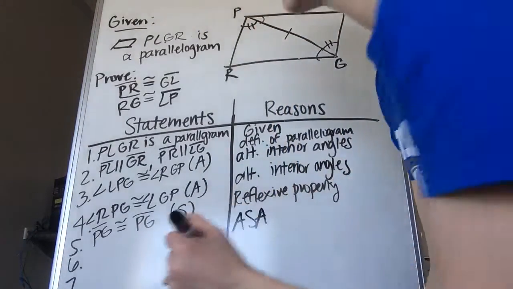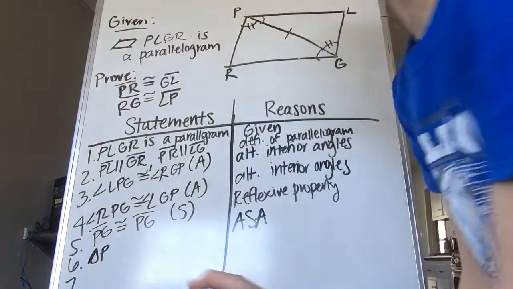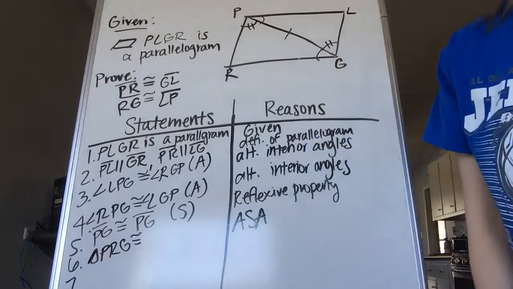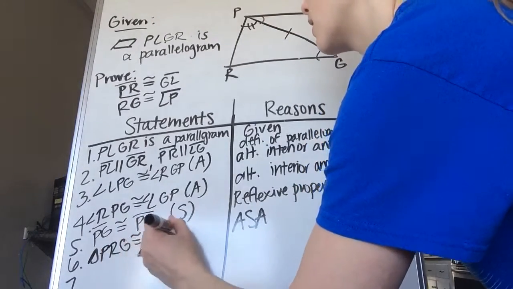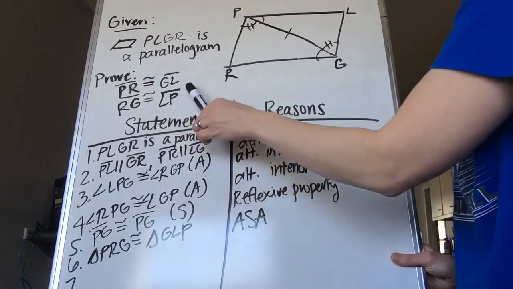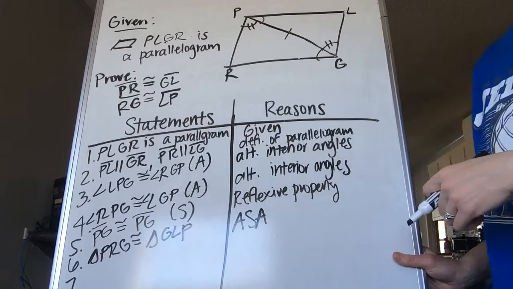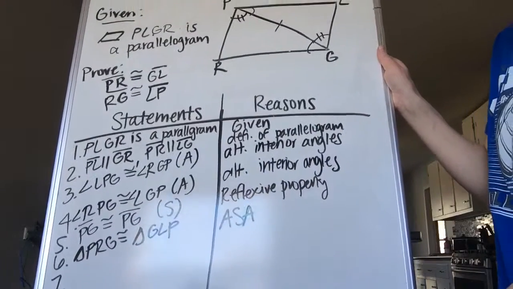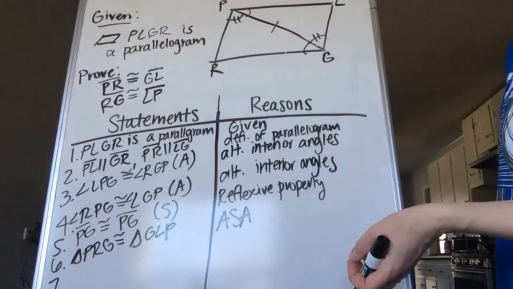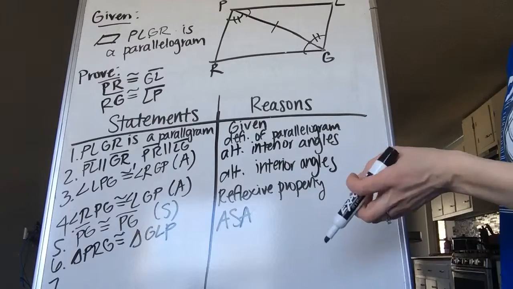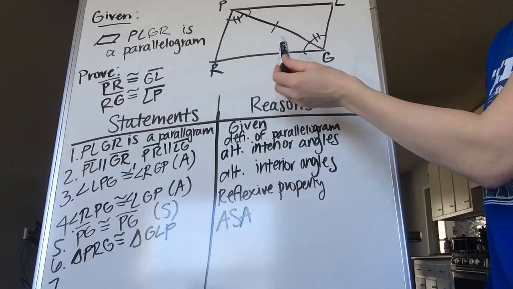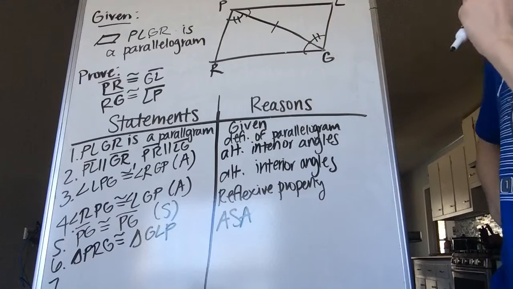So now we have proven that the triangles are congruent to one another because of the angle, side, angle postulate. So triangle PRG is congruent to triangle GLP. Now, this proof is different. We're not told to prove that triangles are congruent. I know it's going to be hard to see at the very end, so I'll try to keep it small. But we weren't told to prove that these triangles are congruent like we did in the last lesson. Instead, we were told to prove that the opposite sides are congruent to one another.